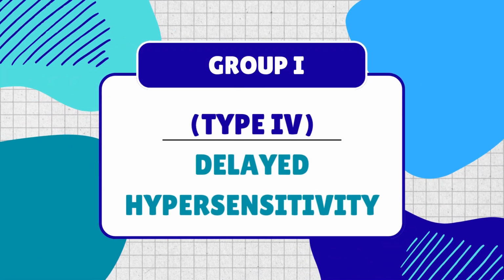Today we would like to present about delayed type hypersensitivity, also known as type 4 hypersensitivity, from a biochemical and molecular perspective. This immune reaction develops slowly, usually 24 to 72 hours after antigen exposure.